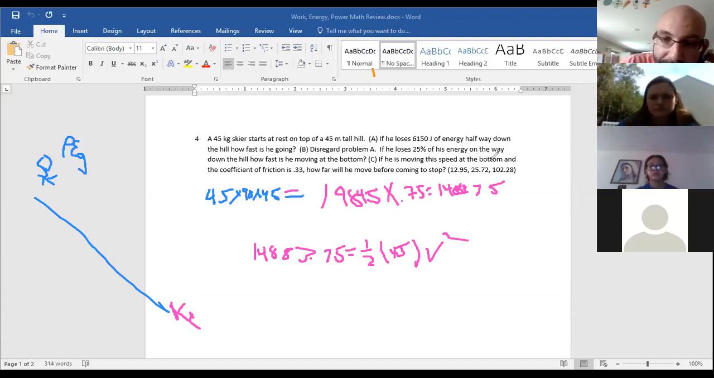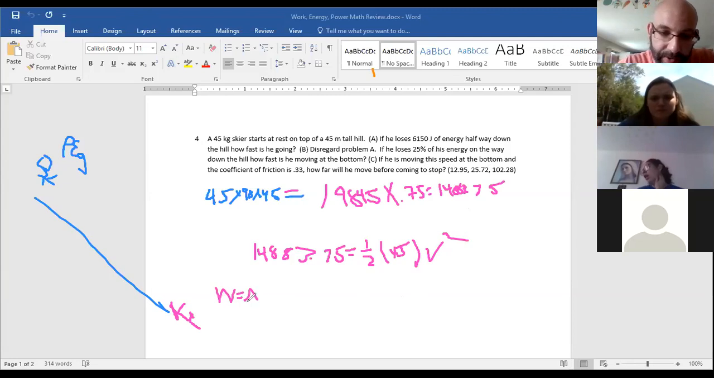Okay, so if he's moving at the speed at the bottom and the coefficient of friction is 0.33, how far will he move before coming to a stop? Okay. So here's what we know. We know he's moving at 25.72. So now we can look at this.